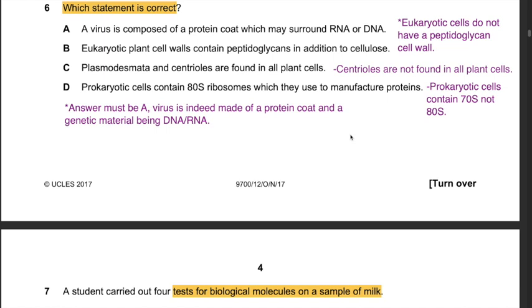Statement C. Plasmodesmata and centrioles are found in all plant cells. Centrioles are not found in all plant cells. You have to keep this point in your mind. Centrioles are not found in all plant cells. Therefore, statement C is incorrect. Statement D. Prokaryotic cells contain 80S ribosomes which they use to manufacture proteins. Prokaryotic cells only contain 70S ribosomes, not 80S. Therefore, statement D is also incorrect. Hence, we have no choice. The answer must be A. Virus is indeed made up of a protein coat surrounding a genetic material which is either DNA or RNA. Therefore, yes, statement A is correct.